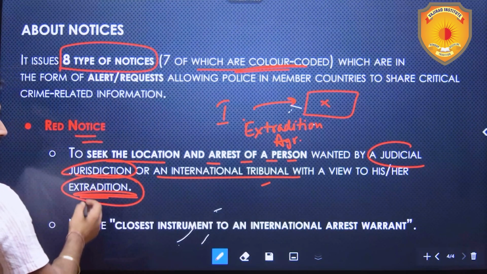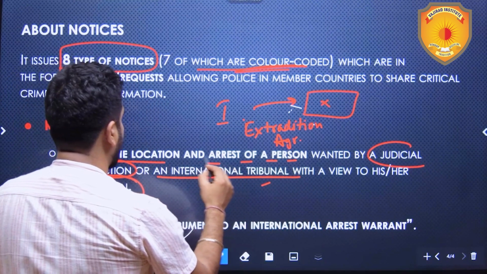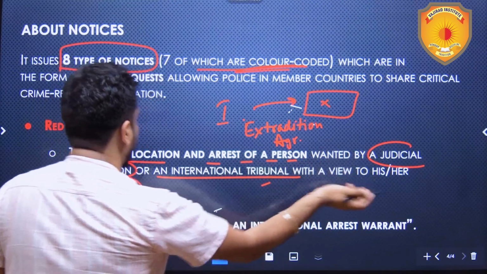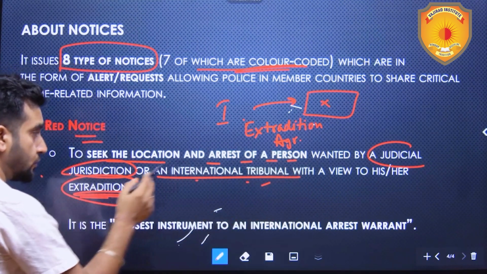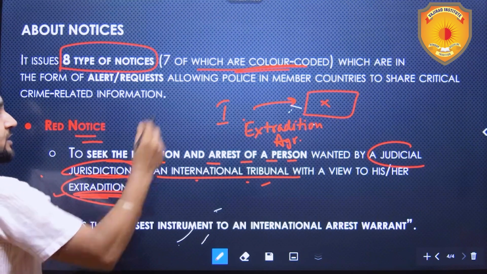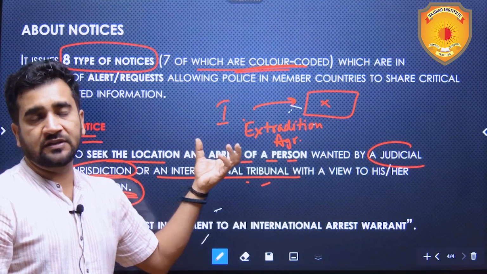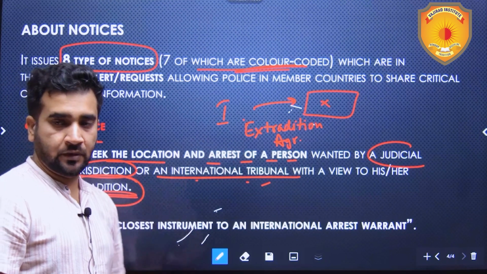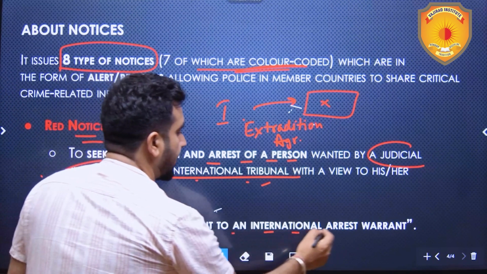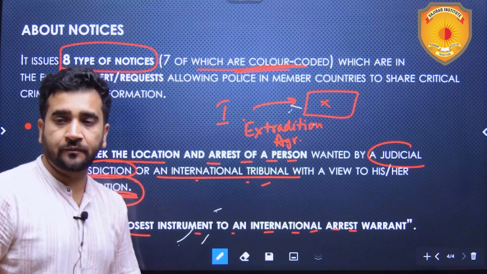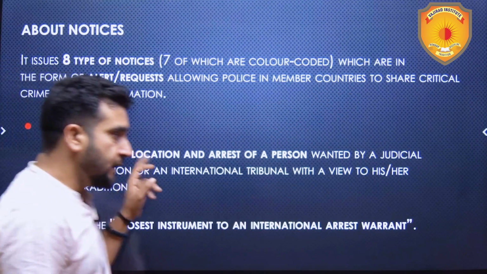Okay. That is why it is written that, to seek location and arrest of a person wanted by a judicial jurisdiction or an international tribunal with a view to his/her extradition. Extradition means that person has to be deported back to that country where he is declared as a criminal. Then it is the closest instrument to an international arrest warrant. So, it is kind of an international arrest warrant, red notice, which has been issued.